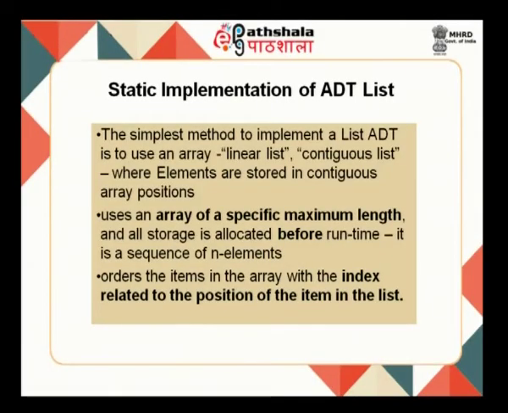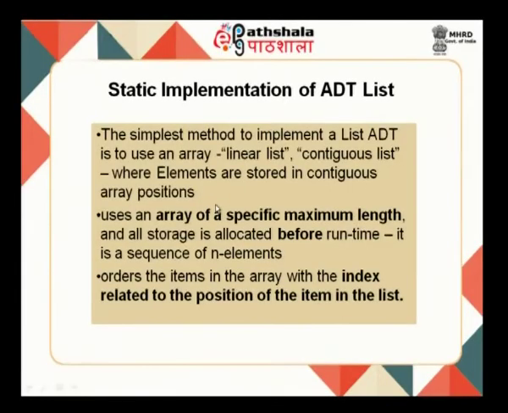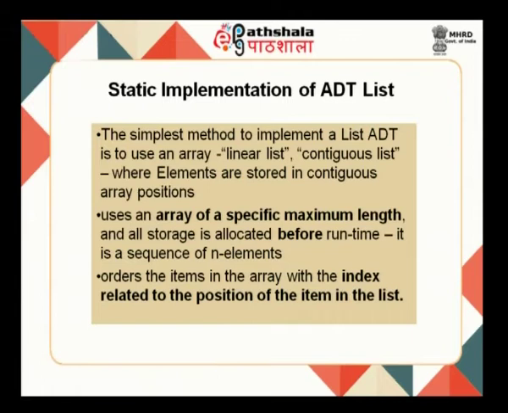So, static implementation of the ADT list. The simplest method to implement a list ADT is to use an array, because basically the array and the list have the same concept behind them. It is a linear list, a contiguous list where the elements are stored in contiguous memory locations, or array positions in other words. It will use an array of a specified maximum length, and the store is allocated before runtime, that is, a sequence of n elements allocated before runtime. It orders the elements in the array with an index related to the position of the item in the list. The index to the array is used, and in each index you will store the element depending on the position of the item in the list.